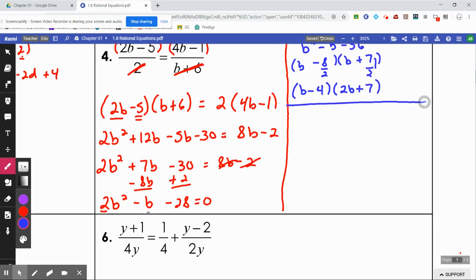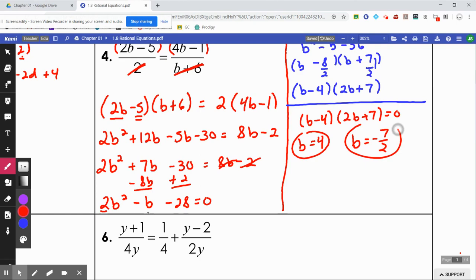So there, now our equation is b minus 4 times 2b plus 7 is equal to 0. Set each of them equal to 0, and you'll get that b is equal to 4, or b is equal to negative 7 halves. Okay, number 5.